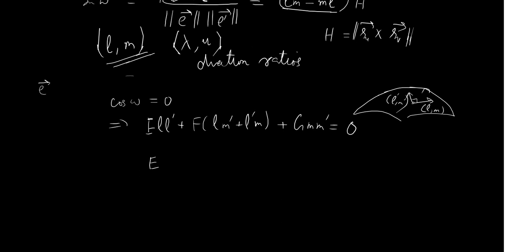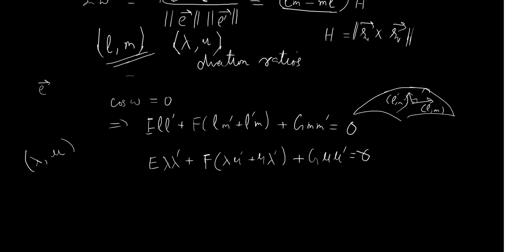So it should be E lambda lambda prime plus F times lambda mu prime plus mu lambda prime plus G mu mu prime equal to 0. And remember, I've got two directions, and one direction has direction ratios lambda mu, and another one has direction ratios lambda prime mu prime. And if those two directions are mutually perpendicular, then this should be the relation.